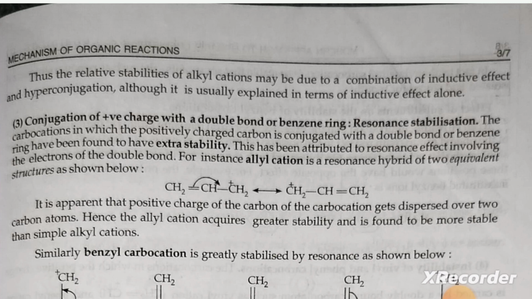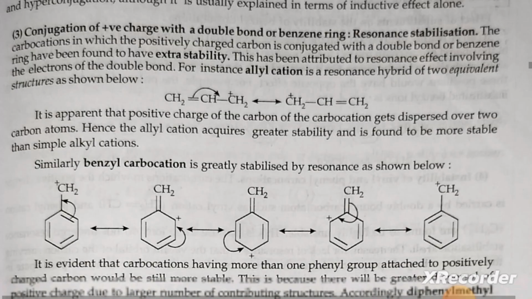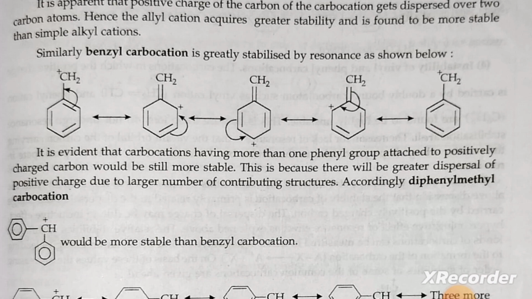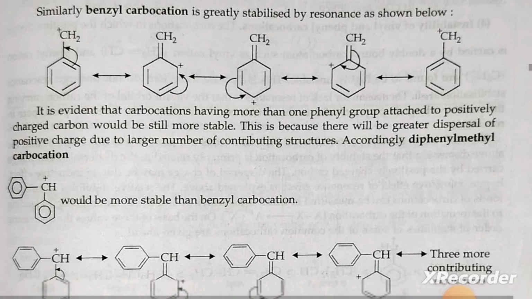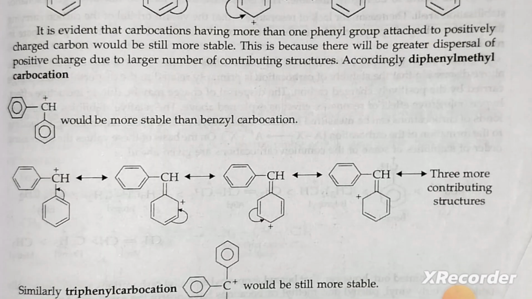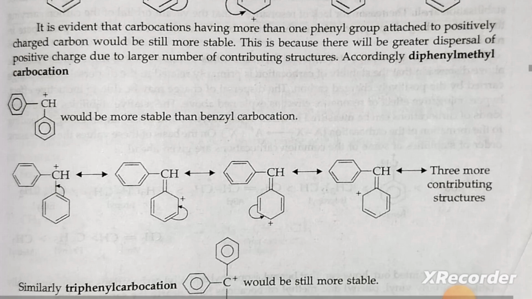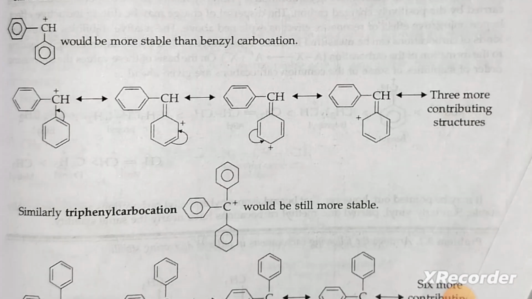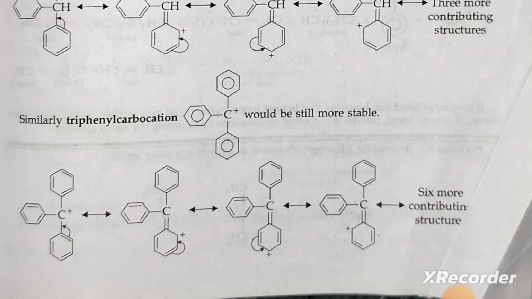Similarly, benzyl carbocation is greatly stabilized by resonance as shown ahead. It is evident that carbocations having more than one phenyl group attached to the positively charged carbon would be still more stable. This is because there will be greater dispersal of positive charge due to a large number of contributing structures. Accordingly, diphenyl methyl carbocation would be more stable than benzyl carbocation because there are 3 more contributing structures. Similarly, triphenyl carbocation would be still more stable, with 6 more contributing structures.